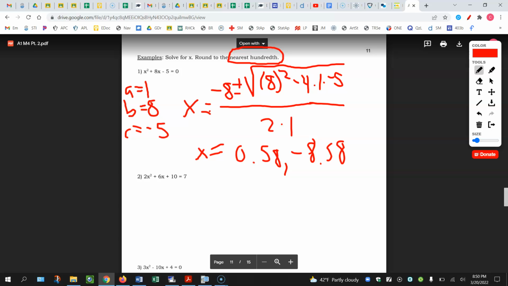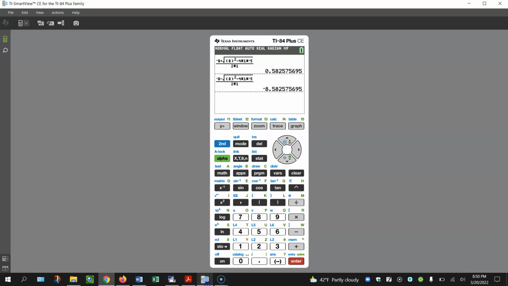We just wouldn't be able to get those using the zero product property and factoring, because these are what are going to be called irrational solutions. And if you look back at the screen, these are decimals that go on forever that don't have a pattern. The calculator is only going to show you a certain number of decimals, but these do continue on. Okay.